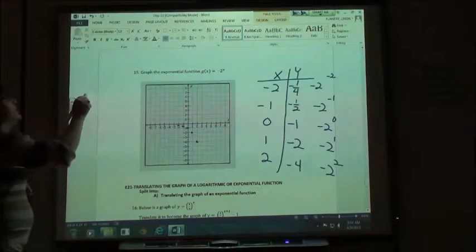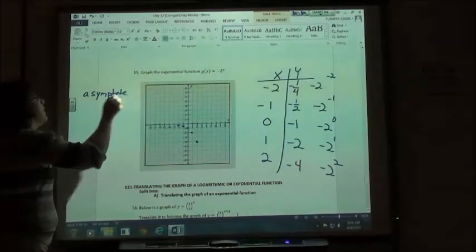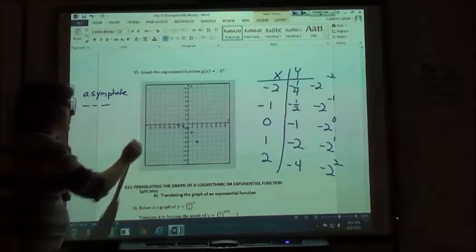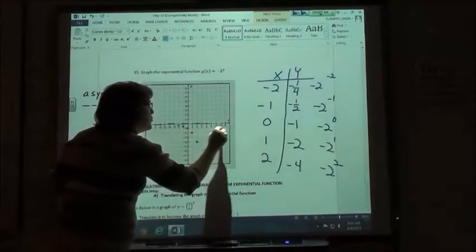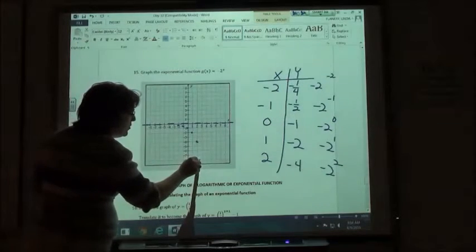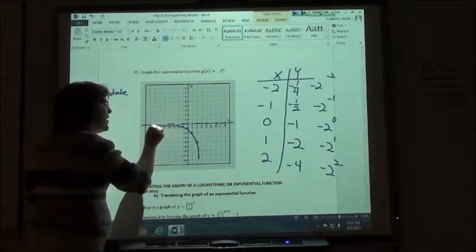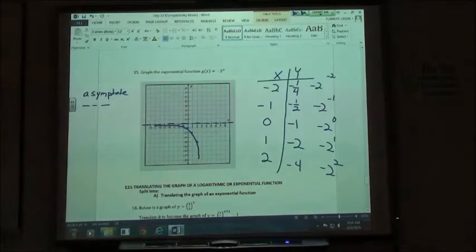Then we got to put our asymptote on there. Where's our asymptote going to be? On the x-axis. So this graph, when you draw it, when you just hit graph, it's going to come from the bottom, shoot up, and level out as it gets up to the x-axis. Something like that. All right.